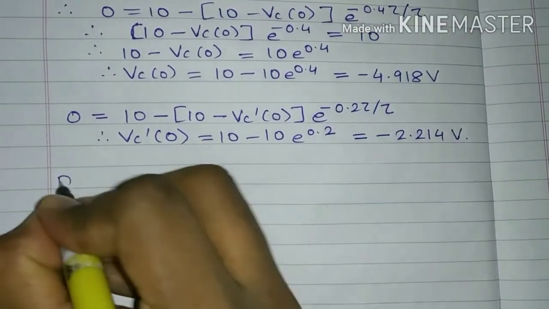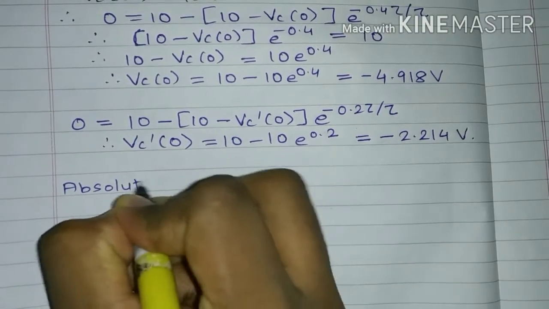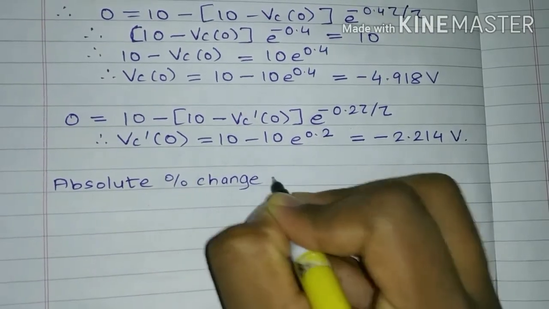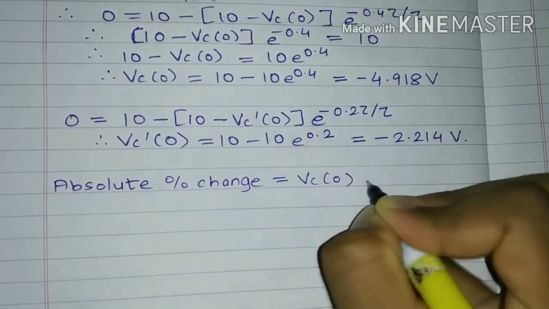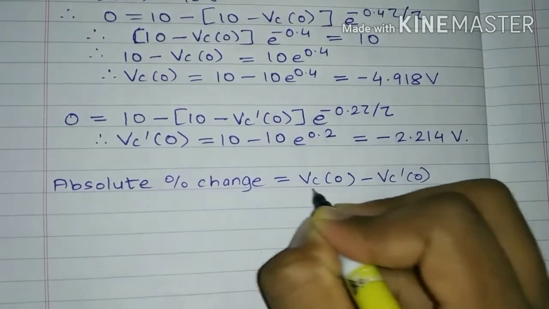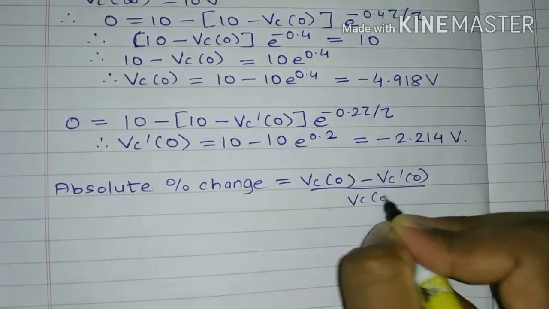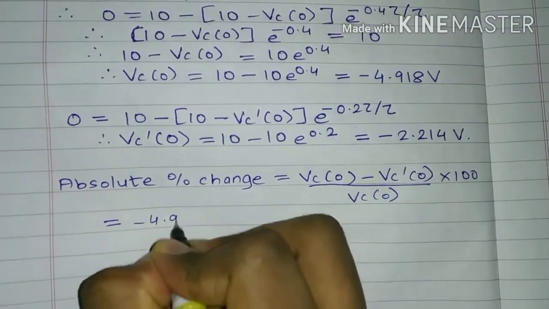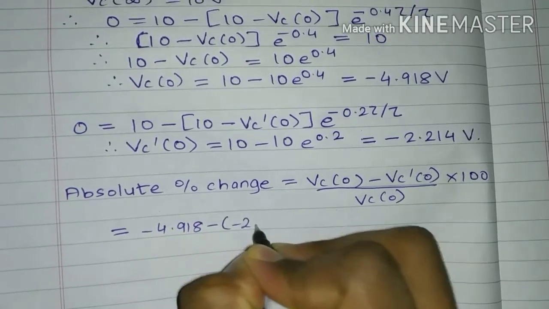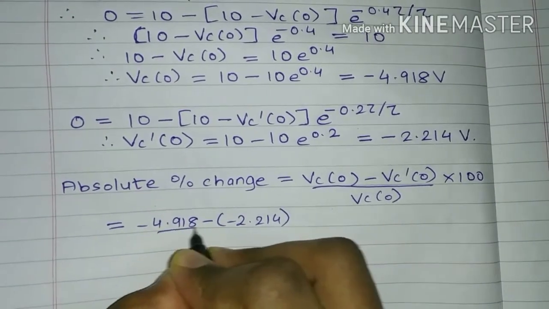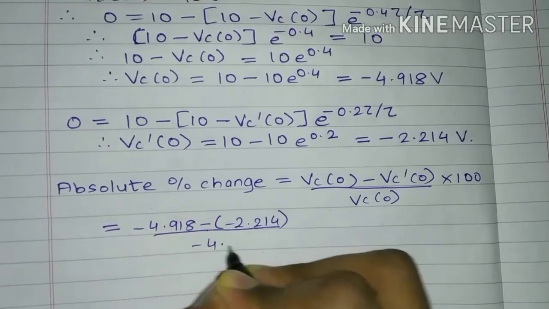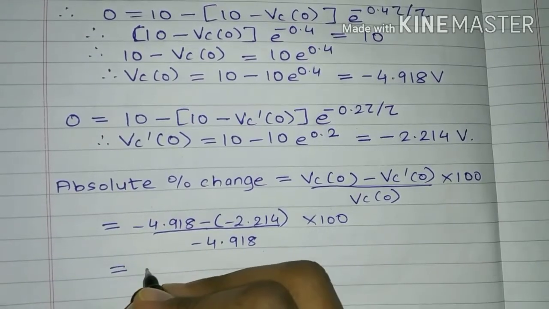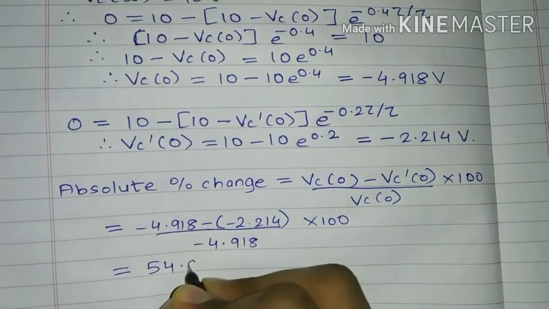Now the absolute percentage change will be equal to (Vc of 0 minus Vc dash of 0) divided by Vc of 0, into 100. Which is equal to (minus 4.918 minus (minus 2.214)) divided by minus 4.918, into 100, which turns out to be 54.98%. Hence this is the change required in the initial capacitor voltage.